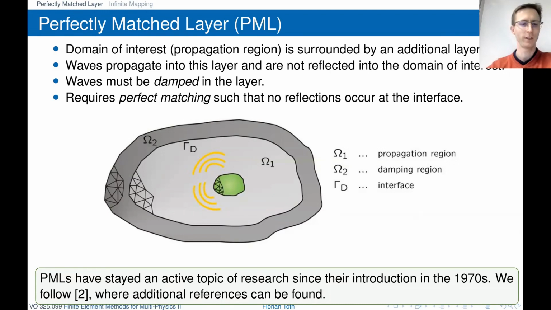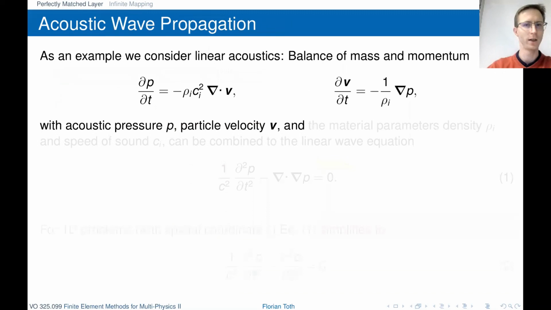So these perfectly matched layers have been an active topic of research since their introduction in the 70s, and the formulation you're seeing now will closely follow the book by Manfred Kaltenbacher in the reference 2. And in there you can also find a lot of additional references if you're interested in perfectly matched layers. So we'll focus here on acoustic wave propagation, but the principle is similar for other wave propagation problems.